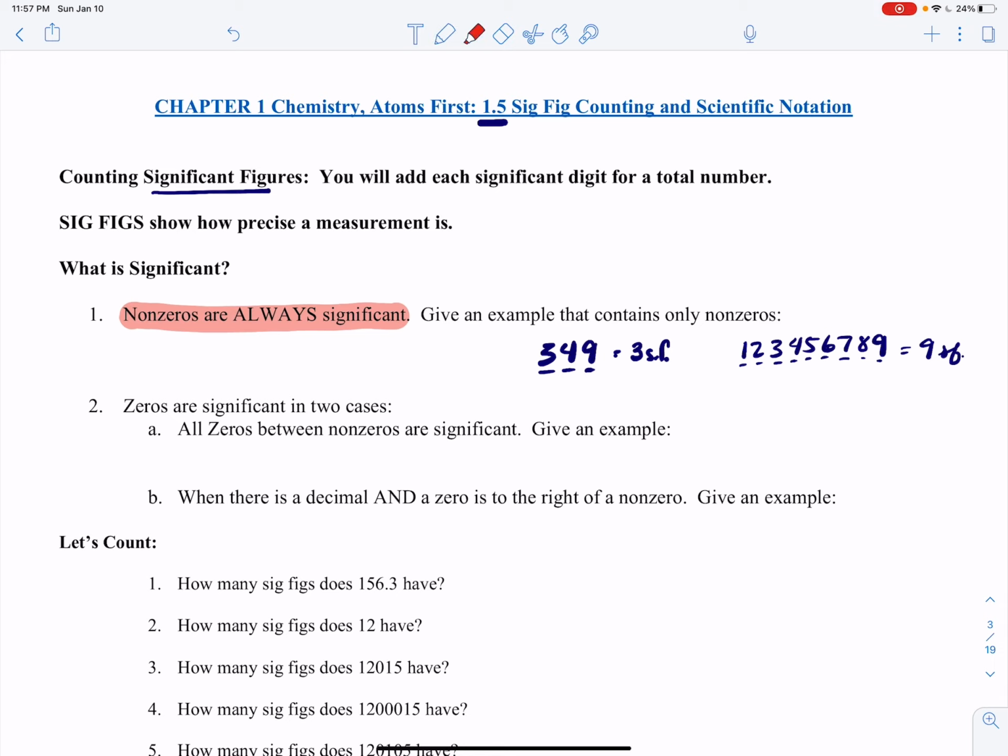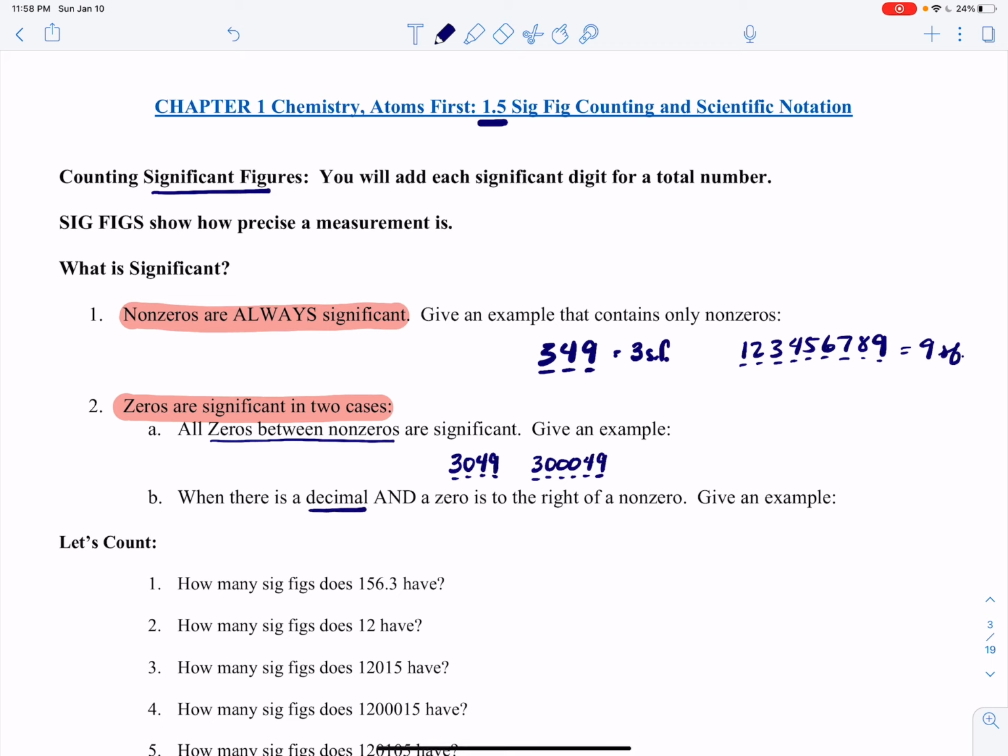The other rule is about zeros, and they're significant in 2 cases. All right, so zeros between non-zeros are significant. So if I say 3049, that 0 is in the middle. It's significant. I can put a whole lot of zeros in the middle, as long as they're all stuck between numbers, they are all significant. You can also have zeros in a decimal. We're going to look at those on the next point right here, because the only time that zeros matter, besides being in the middle, is when there is a decimal involved.